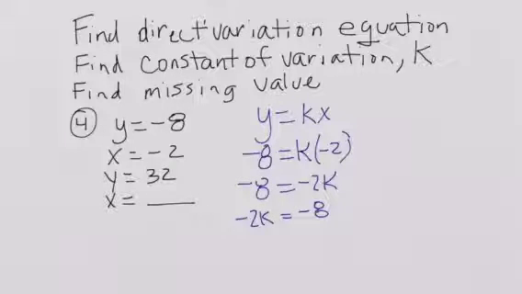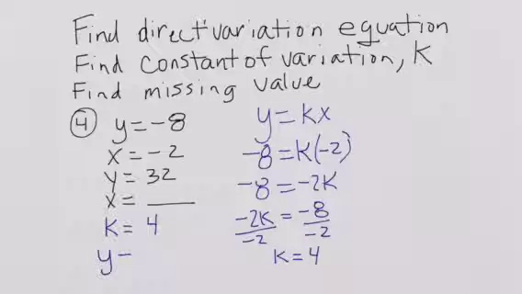What math operation is this? Multiplication. How do we solve it? Division. So it's going to be -2, and we're going to divide by -2. K is going to be 4. So we know that k equals 4. If we know k equals 4, now we can write our direct variation equation. So our direct variation equation is going to be y equals 4x, because in order to find our equation, we just have to find k.